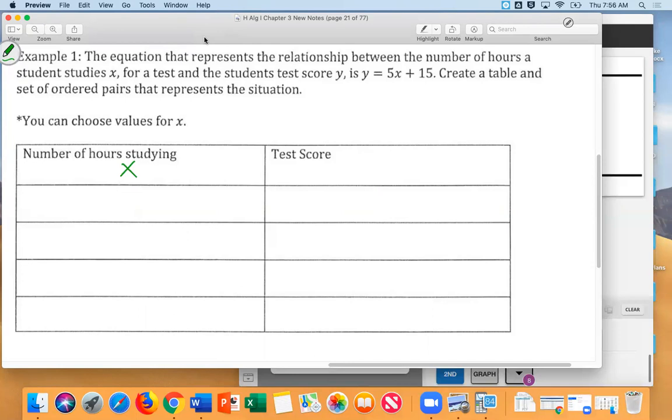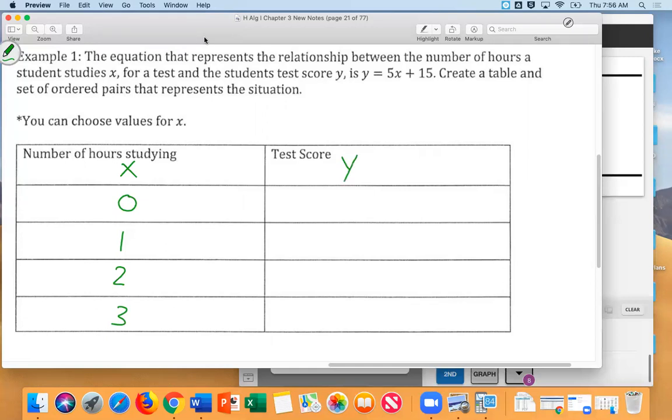And I'm going to pick my points. I typically start out with 0, 1, 2, 3. I kind of just pick those anyway. They're small, they're easy numbers. They give me an idea of what's going on. My test score is still going to be Y, but here's the difference.